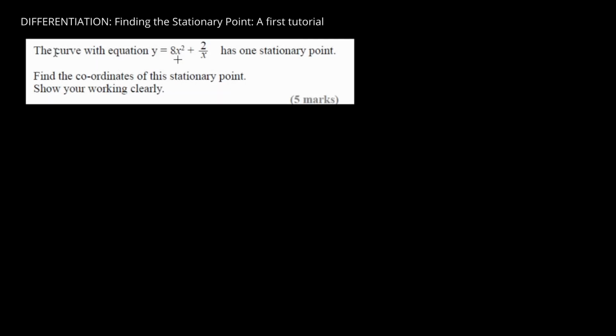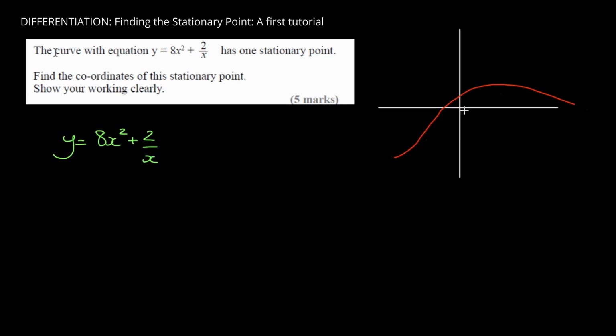Okay, I've got another question here that's going to involve differentiation. We've got a curve, we've been told it's got one stationary point, and we have to find the coordinates of that stationary point. Let's have a go. So let's guess our curve is this red line here.